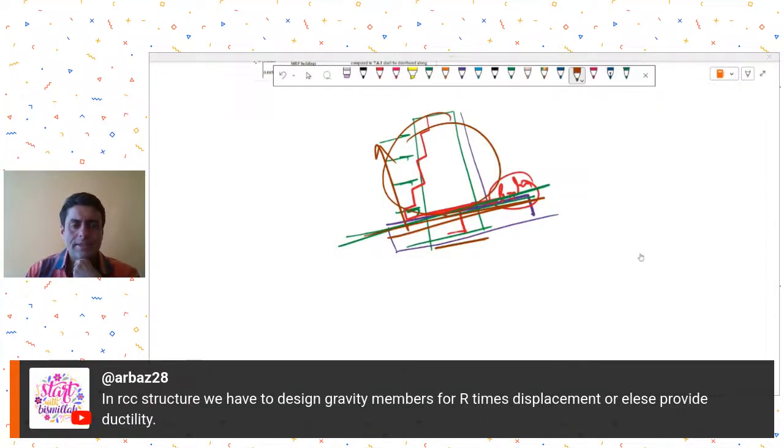Then Mr. Arbaz is asking, in RCC structures, do we have to design gravity members only for R times displacement, or else provide ductility, or both? No. Gravity members are designed for R times displacement. Why are we considering these additional moments? Because the compatibility of deformations has to be maintained, and therefore you design the gravity columns for R times the moments. No need to provide ductility. That's the reason why we are calling them gravity columns.